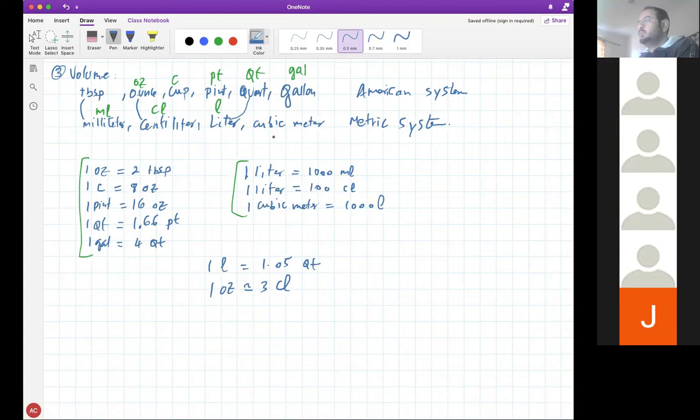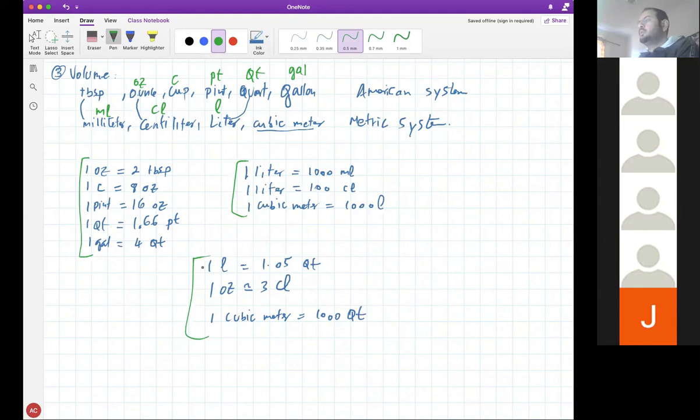And we mentioned cubic meters here. So 1 cubic meter is about 1,000 liters, or about 1,000 quarts, because a quart and a liter are almost the same. So 1 cubic meter is about 1,000 quarts. That's good for measuring, like I said, large volumes.